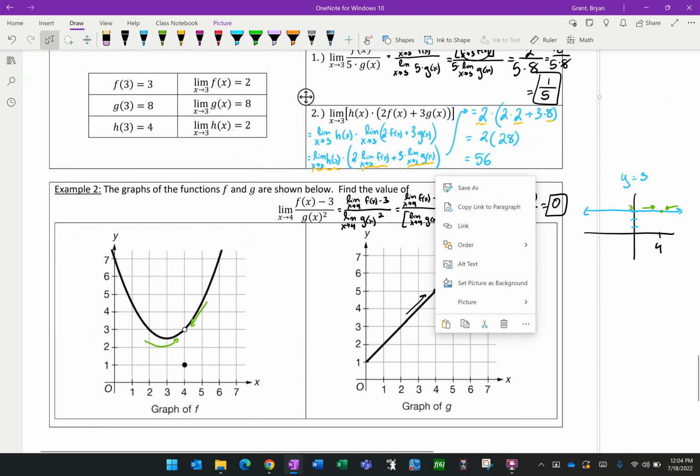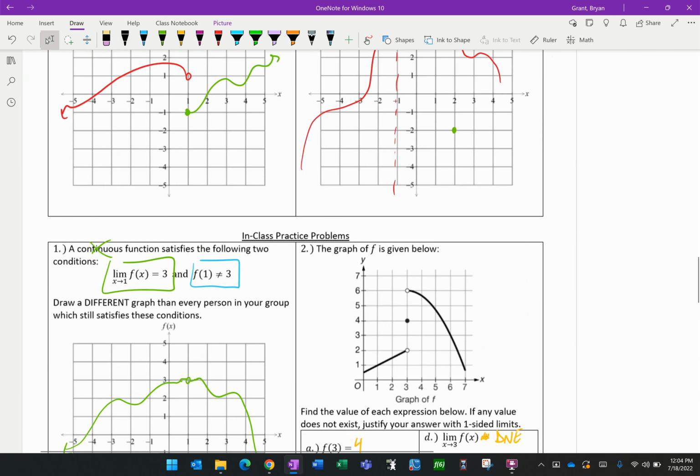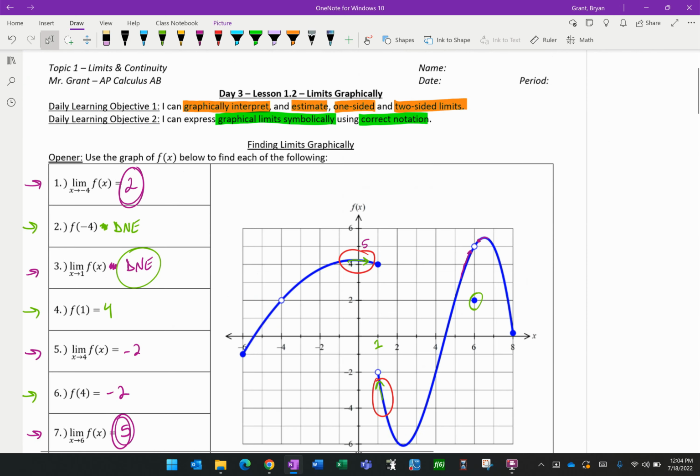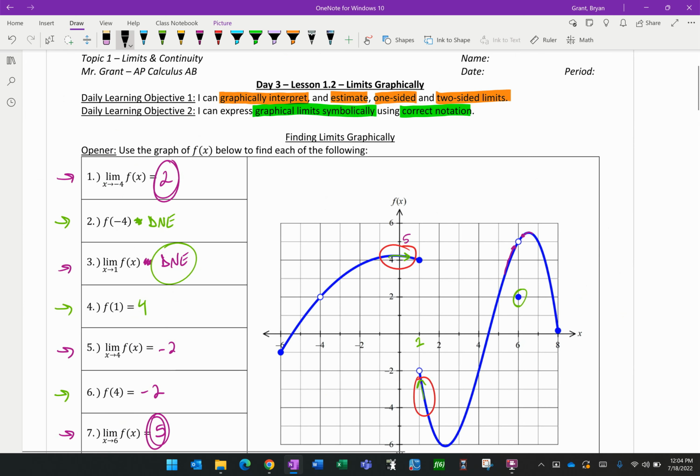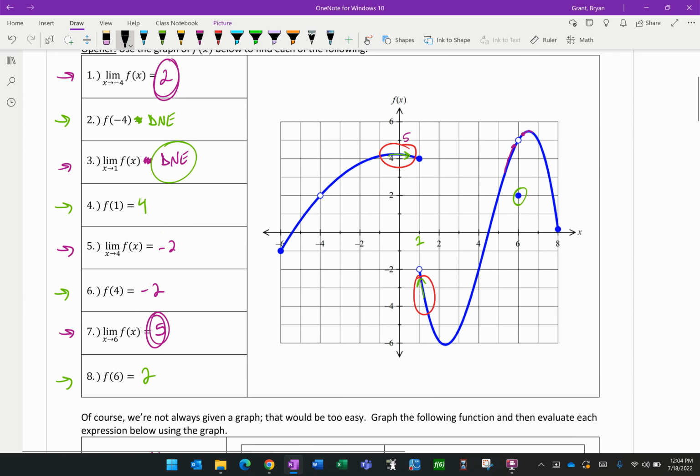So a quick recap of what we accomplished for today. Let's start with those daily objectives. First, we wanted to make sure we could graphically interpret and estimate one-sided and two-sided limits. So we opened with two-sided, we did a bunch with one-sided. Then we wanted to make sure we could express these graphical limits symbolically using correct notation. Can we use one-sided and two-sided limits? Can we realize that we don't write equals does not exist, we just say it does not exist?